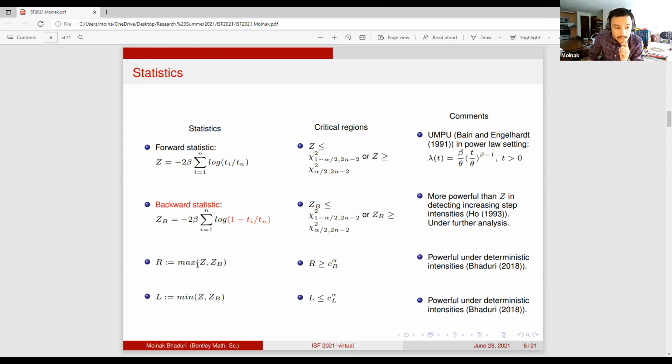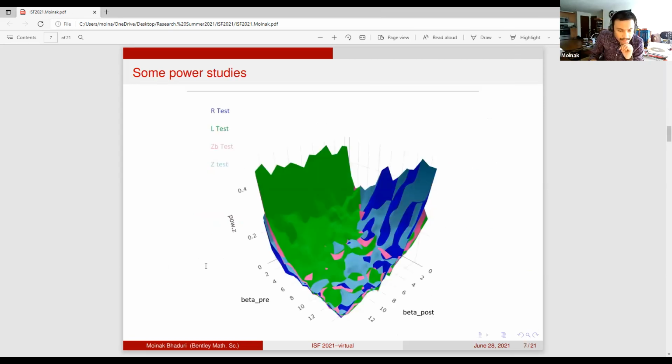And in more recent times, we have worked with the maximums and the minimums of these two versions, R and L. We found that they have quite good classification power. And now we're trying to check whether some of that classification power will translate to a harder scenario for self-exciting intensity. So this is an answer to that question.